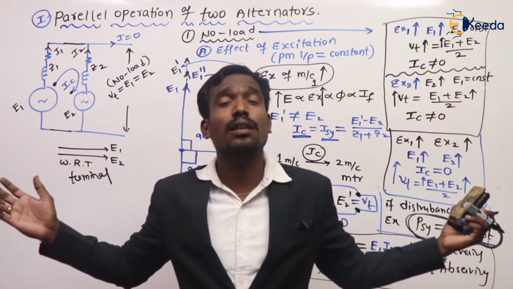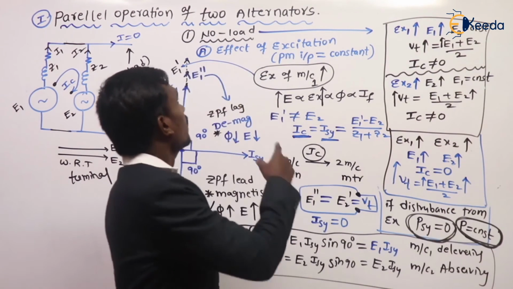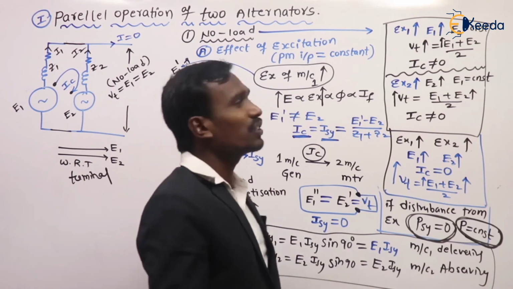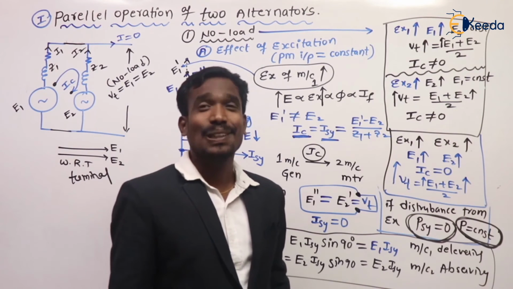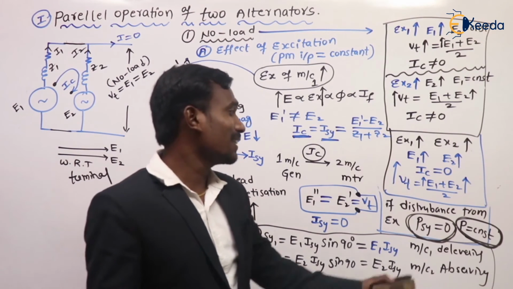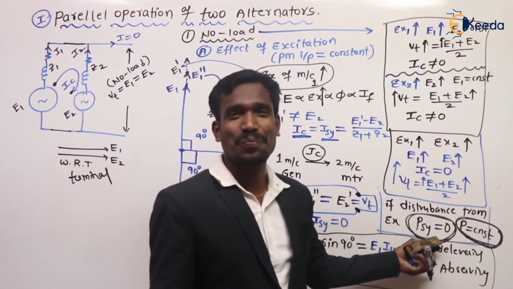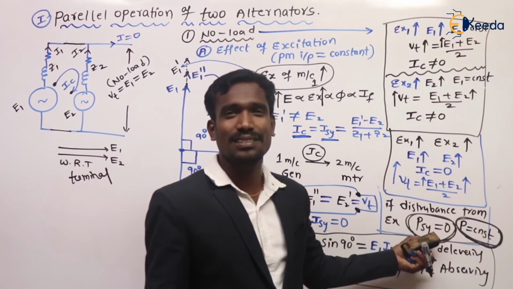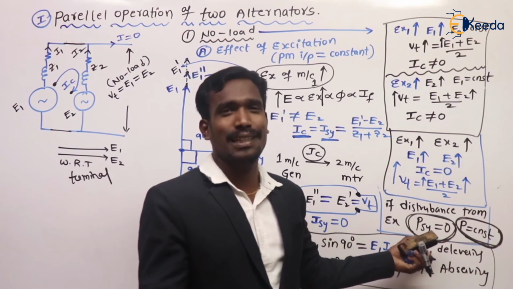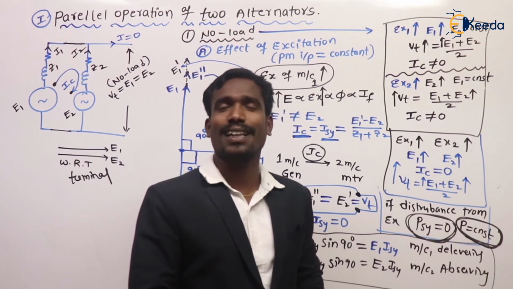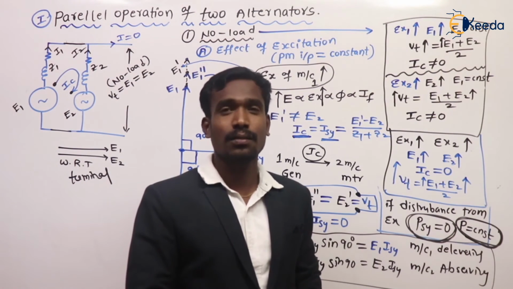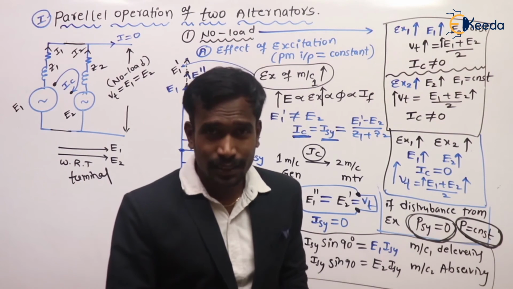So this is the effect of excitation under no load condition. No load means the power is zero. Active power is zero. If load is there, active power should be there. If there is no load, there is no active power. Actually, you can think like that only. Yeah, is it clear? Right?